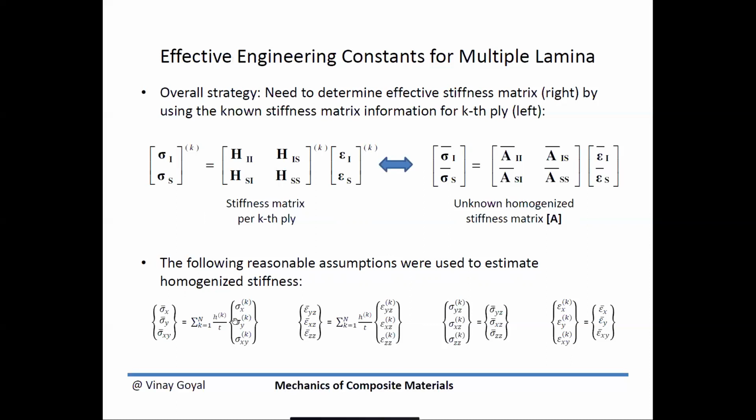And here are the 4 assumptions. The in-plane stresses are the weighted average of the stresses in plane, ply by ply. The thickness strains are also a weighted average of the strains for every ply. And then the 2 main assumptions here are that the in-plane strains are the same for every ply, and the through-thickness stress is the same for every ply. So, 4 fundamental assumptions in Chow's theory.